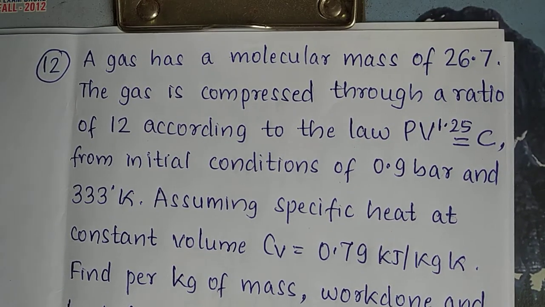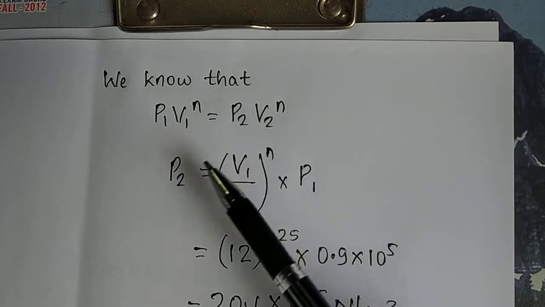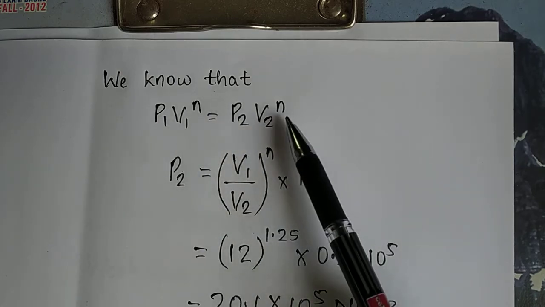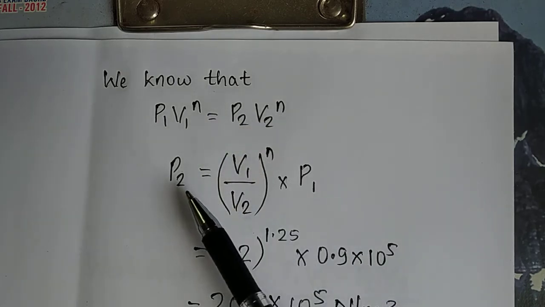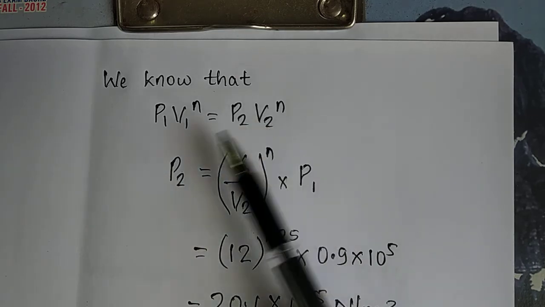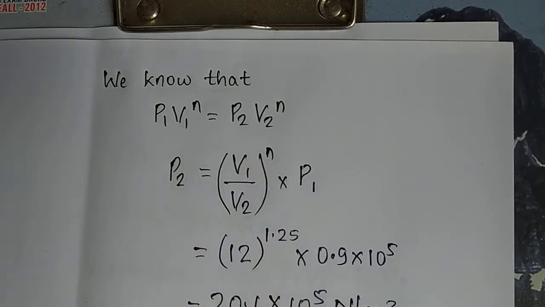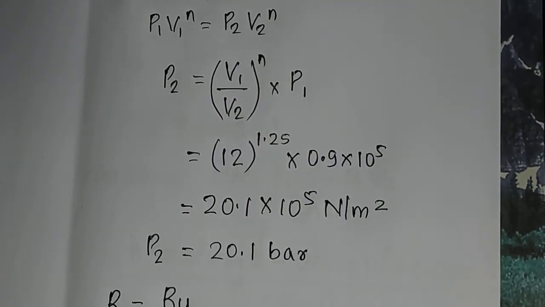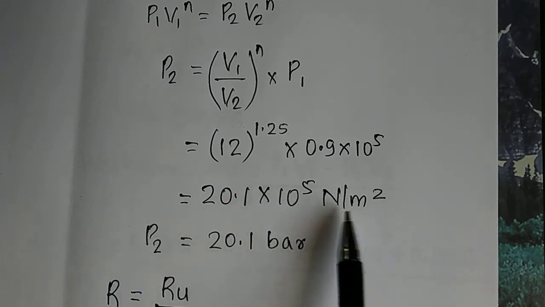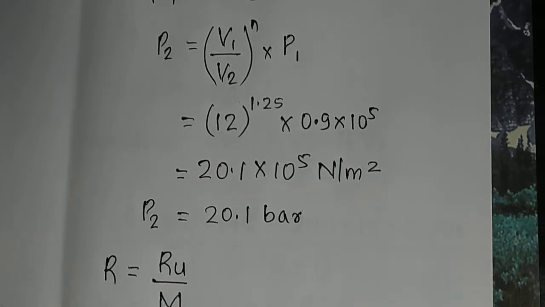So we will take up first the PVT relationship, that is, the governing equation: P1 V1 to the power n is equal to P2 V2 to the power n. We need to find out the value of P2. So P2 will be equal to V1 by V2 to the power n into P1. We will get the value of P2 as 20.1 into 10 to the power 5 Newton per meter square, or it is 20.1 bar.